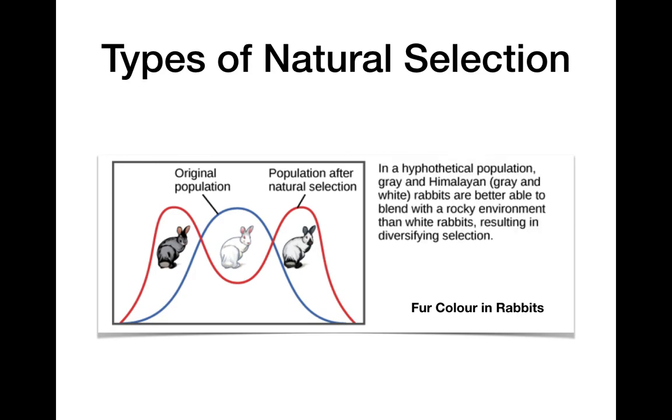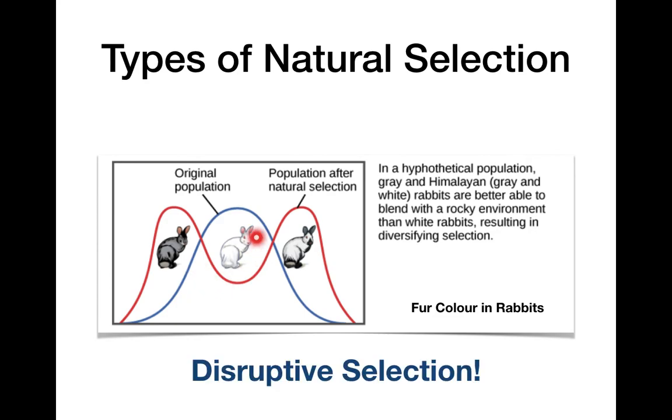Okay, so in this population, we have a gray rabbit and we have a Himalayan rabbit. These are better able to blend in with a rocky environment than the whites. The white is a disadvantage. It's too easy to see, but a gray and Himalayan are harder to see. So this is going to be an example of disruptive selection. We're spreading out. The mean is selected against, and the two extremes are favored.